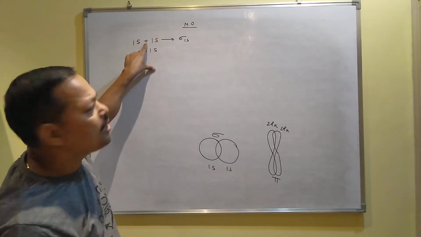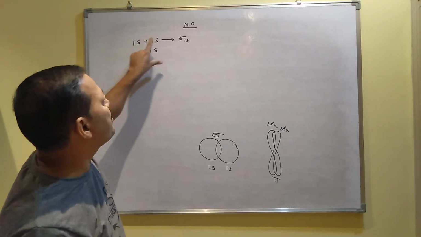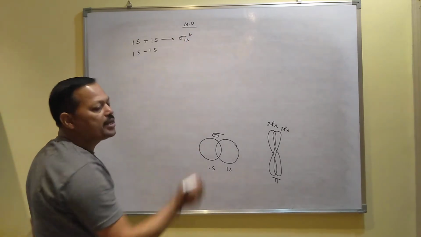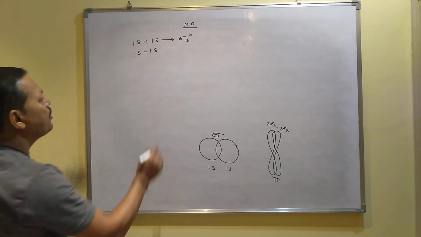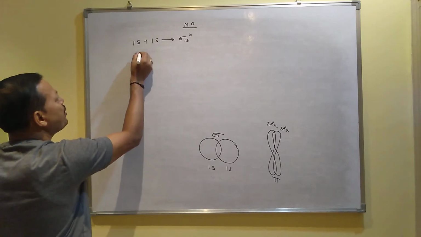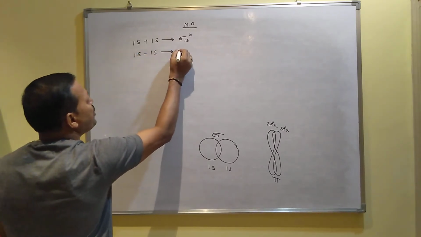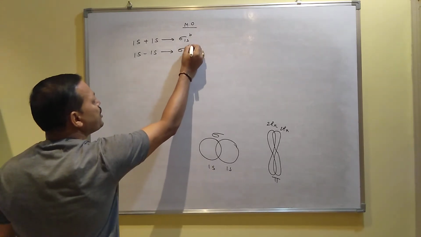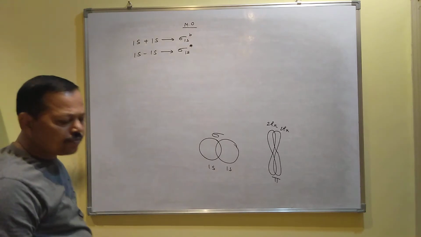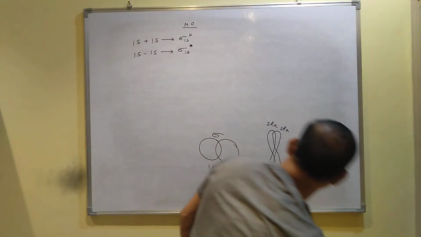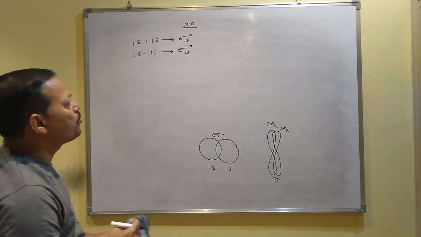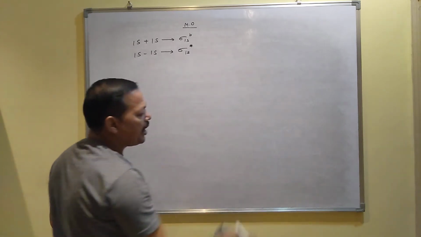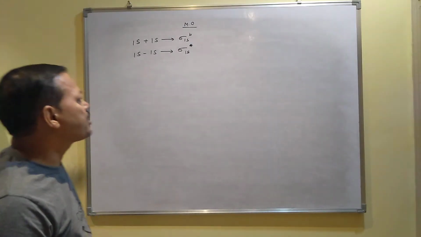And due to this combination, due to addition, they always produce bonding. So the molecular orbital is represented by sigma 1s b, b for bonding. And when subtraction takes place, 1s minus 1s, they will form the anti-bonding molecular orbital, represented by sigma 1s star. So when two atomic orbitals combine, they form two molecular orbitals. One is called bonding, one is called anti-bonding. Bonding orbitals are formed due to addition and anti-bonding orbitals are formed due to subtraction.